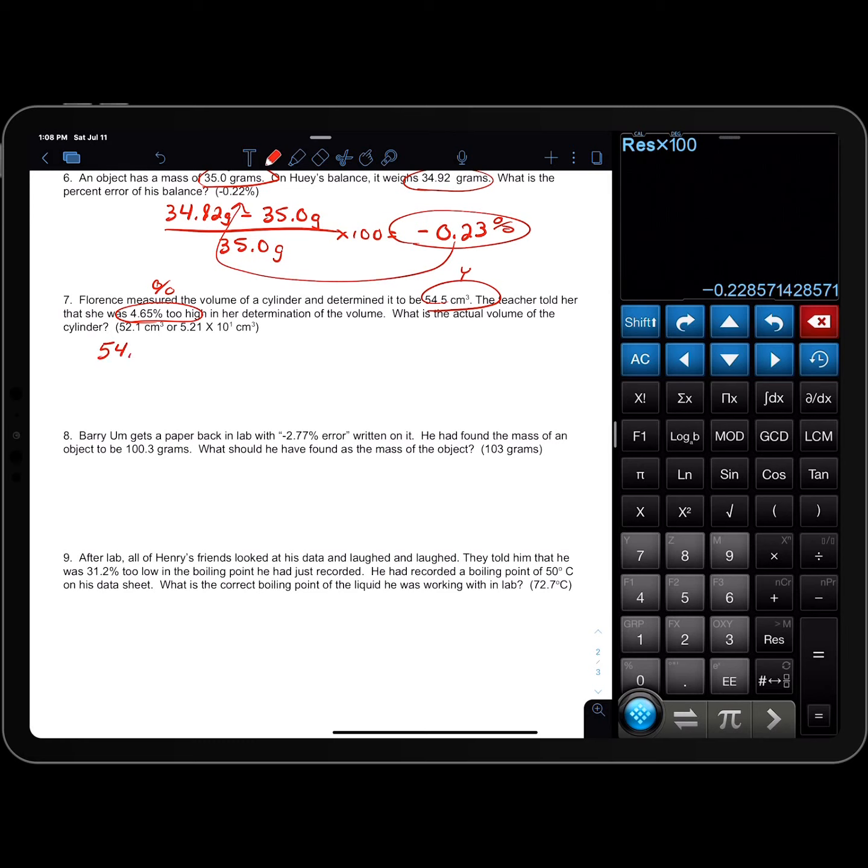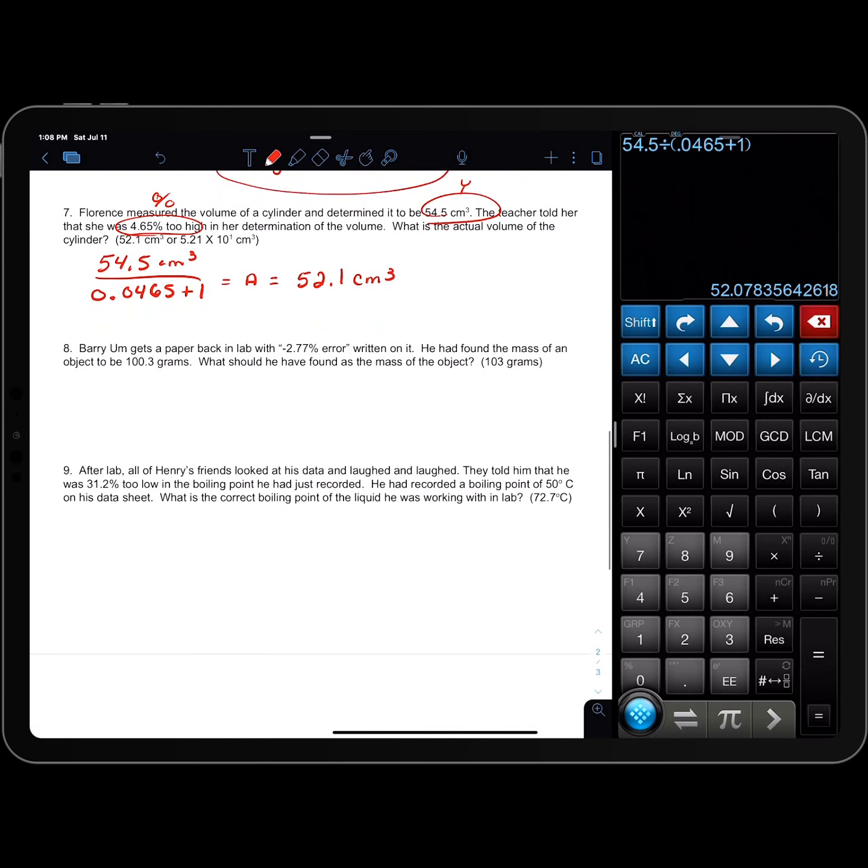We'll take 54.5 cubic centimeters divided by the decimal value of the percent. So we move the decimal to the left 2 spots, plus 1, and that's going to give us our actual value. So calculator time, we're going to go 54.5 divided by 0.0465 plus 1. Notice I put that in parentheses. We come up with a value of 52.1 cubic centimeters. So we did it right.